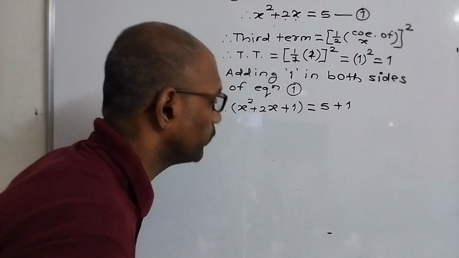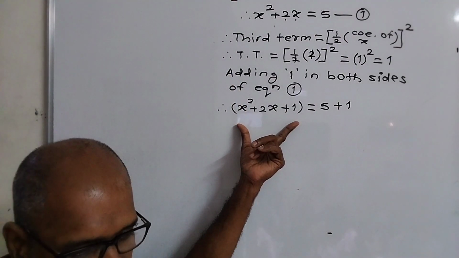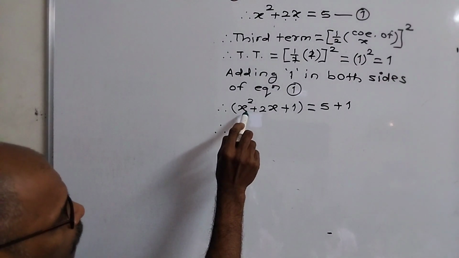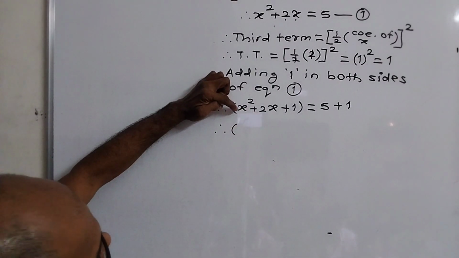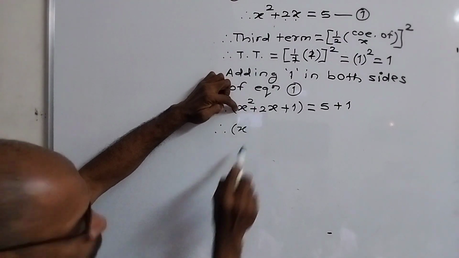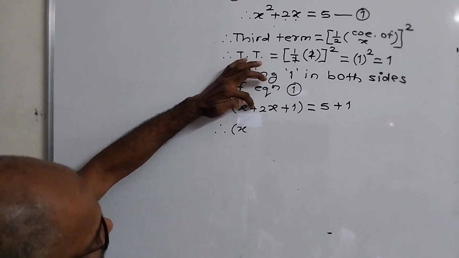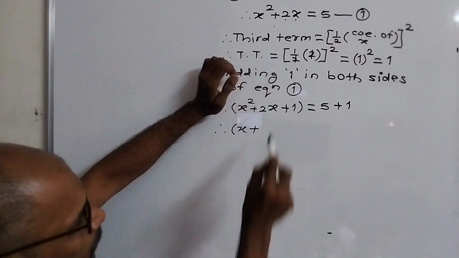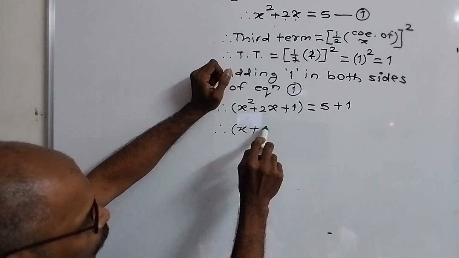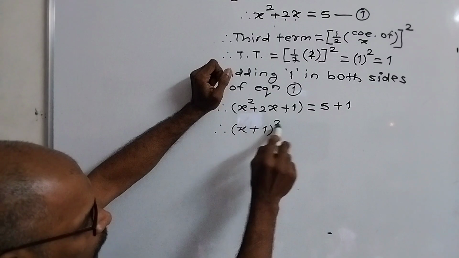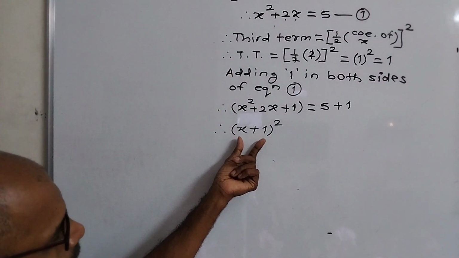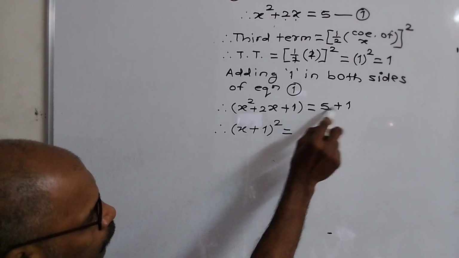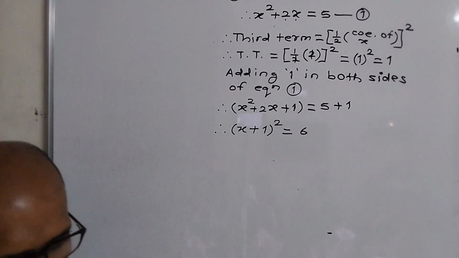Now after adding, LHS becomes a perfect square. Perfect square of here. We take the square root of x square, x. And always this sign. Always this sign. If it is minus, write minus. Plus, plus. And the square root of 1 is 1. Bracket square means x plus 1 bracket square means this. Did you understand? Is equal to 5 plus 1, 6.